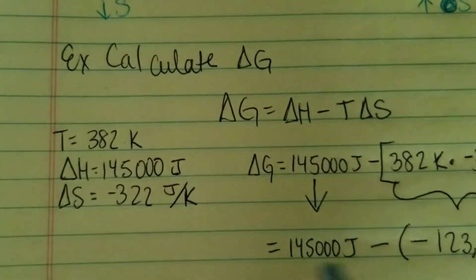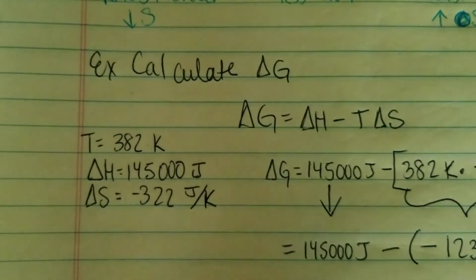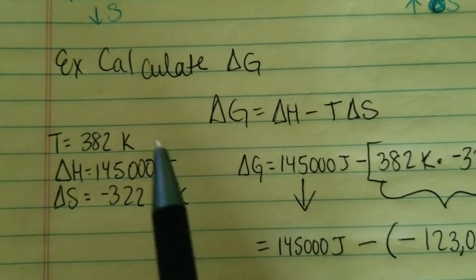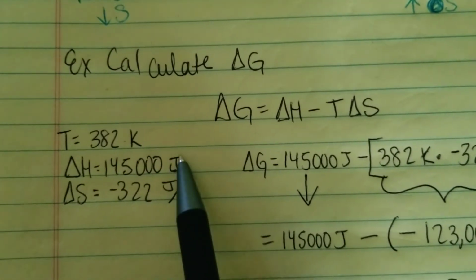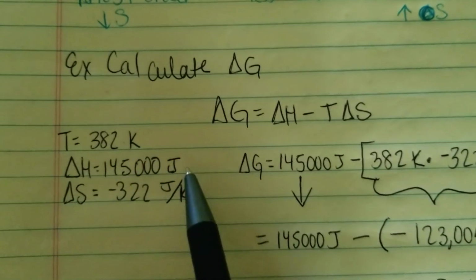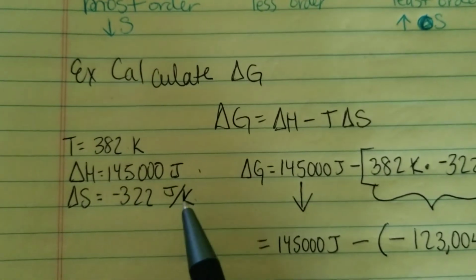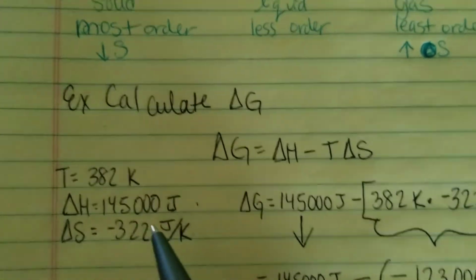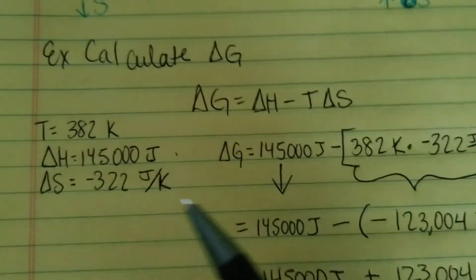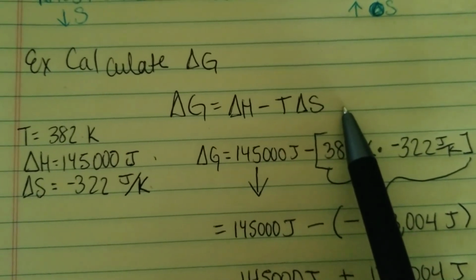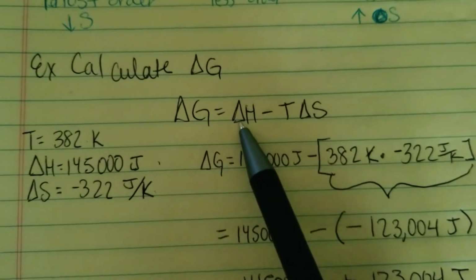So here's what they're asking us to do, calculate delta G. Here are the three pieces of information that they give us. Notice that the Kelvin units match and the joules units match, so this is good. If we had kilojoules, we'd have to do a conversion, or if we had Celsius, we'd have to do a conversion, but all the units are matching fine, so we can continue. Here's our formula. You write the formula and then you just plug in the values.